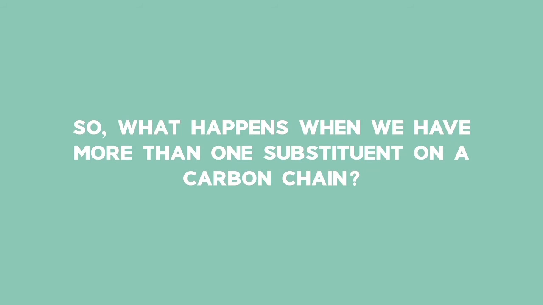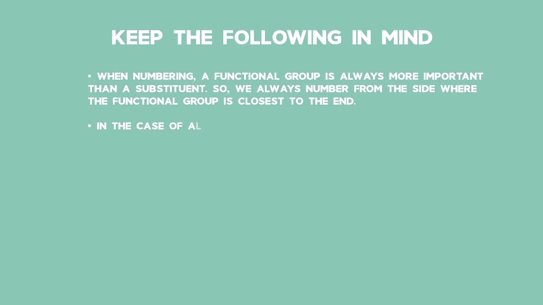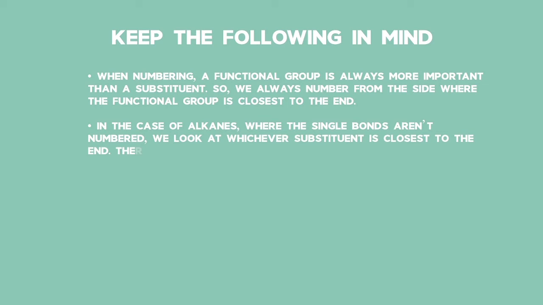So, what happens when we have more than one substituent on a carbon chain? Keep the following in mind. When numbering, a functional group like those with oxygen or multiple bonds are always more important than a substituent. So, we always number from the side where the functional group is closest to the end. In the case of alkanes, where the single bonds aren't numbered, we look at whichever substituent is closest to the end. There are no substituents that are more important than others.